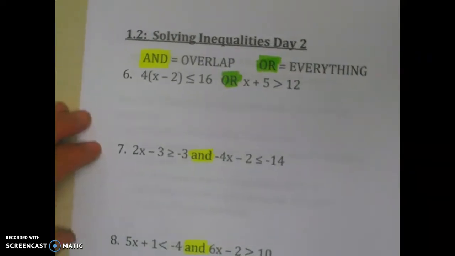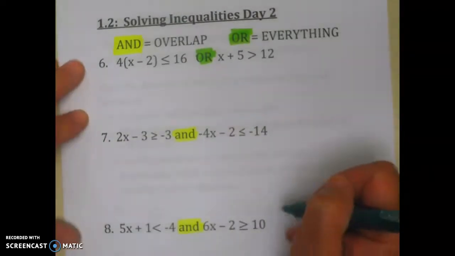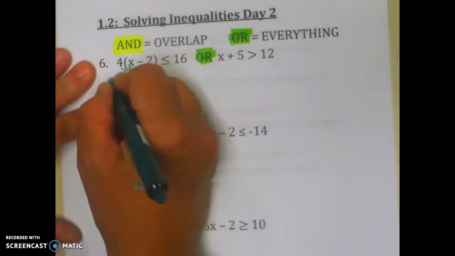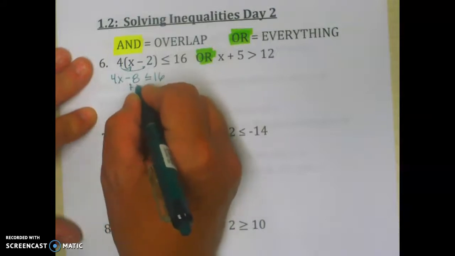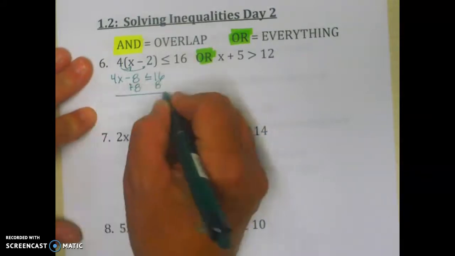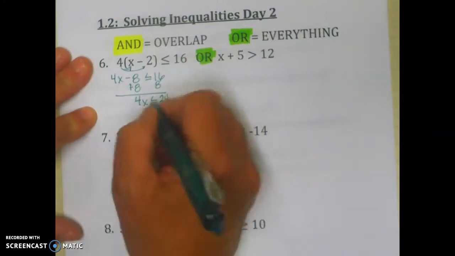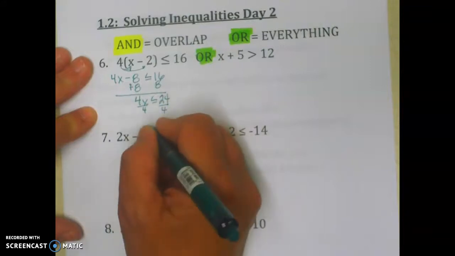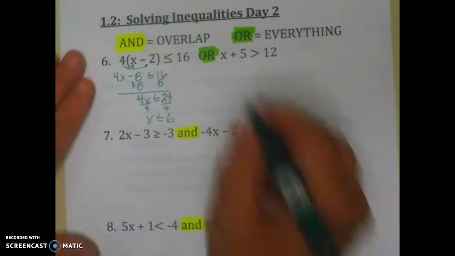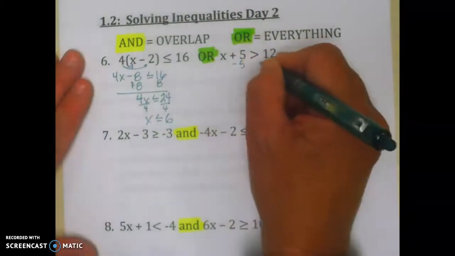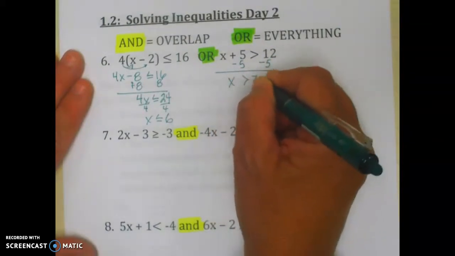All right, we're looking at number 6. First thing I'm going to do, you're going to solve each of these problems separately first. So I'm going to distribute the 4 here, and I have 4x minus 8 is less than or equal to 16. Add the 8 to both sides to get the x by itself. So I have 4x is less than or equal to 24. Need the x by itself, so divide by 4. So I know that x is less than or equal to 6. That's the inequality for this first part. On the second part, I need to get x by itself, so I'm going to subtract 5 from both sides. And I have x is greater than 7.